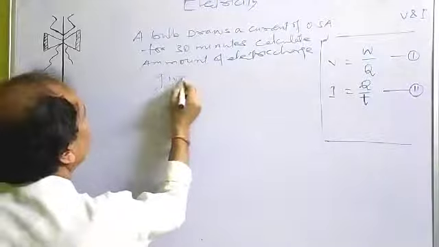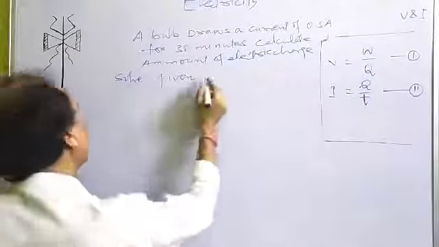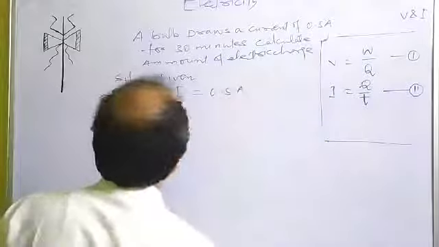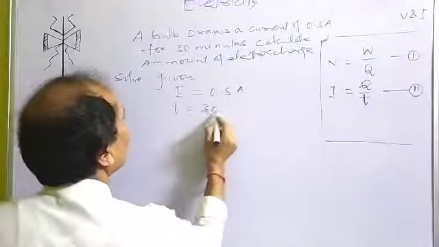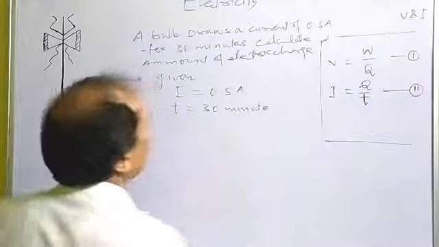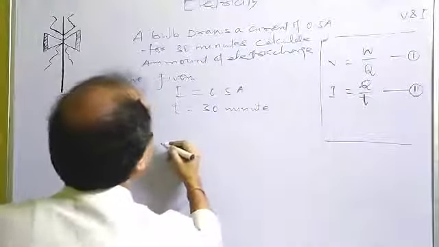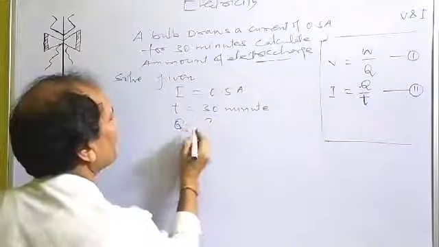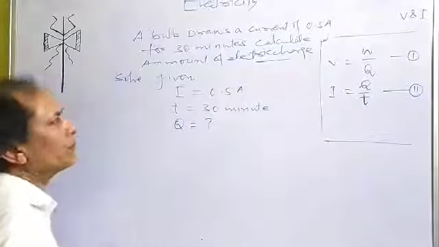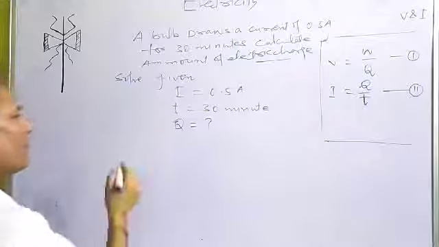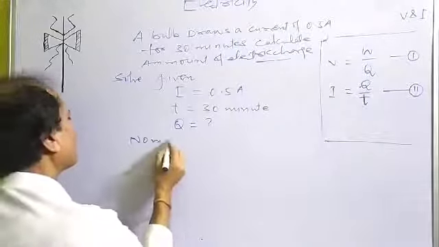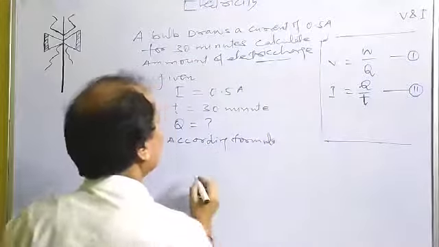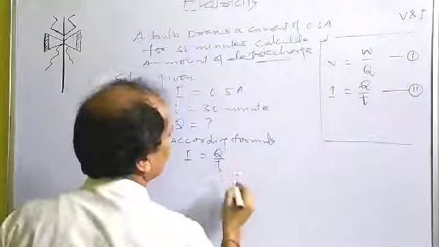Now given here: current equal to 0.5 ampere, time equal to 30 minutes, and now we have to calculate electric charge, Q. So according to the formula, I equal to Q by T.